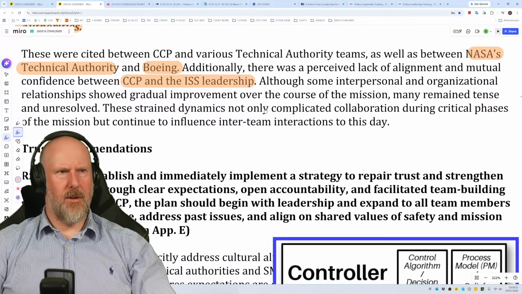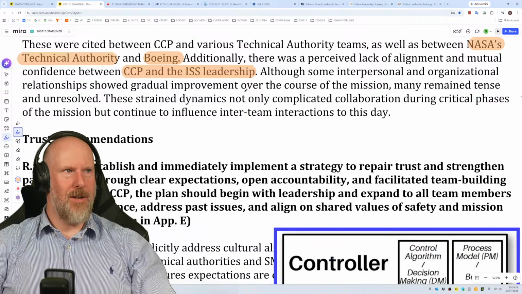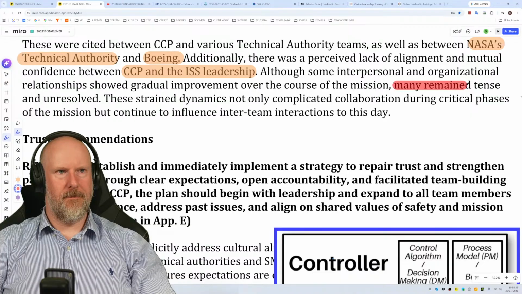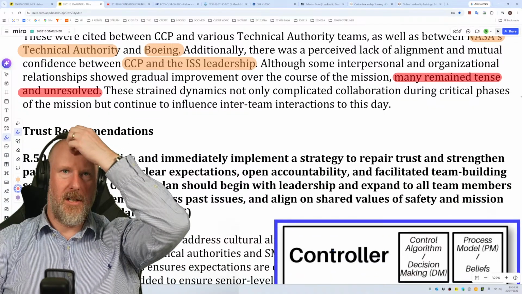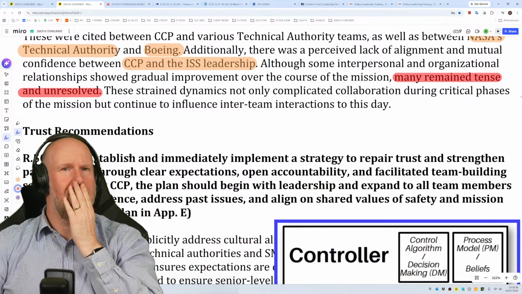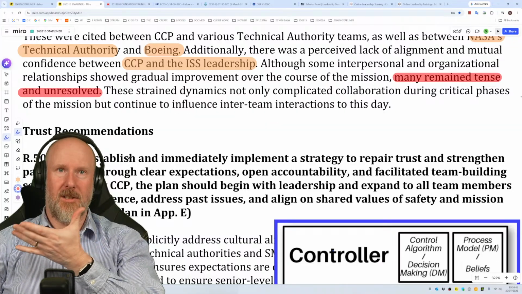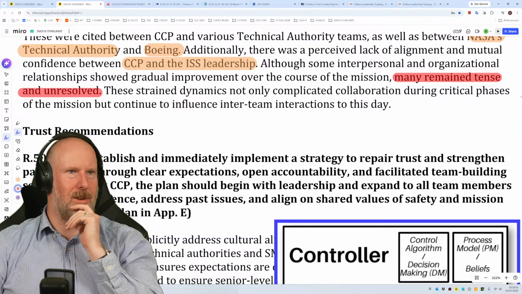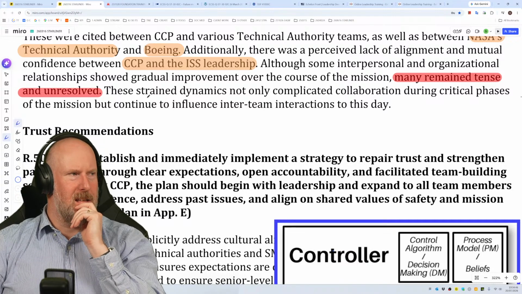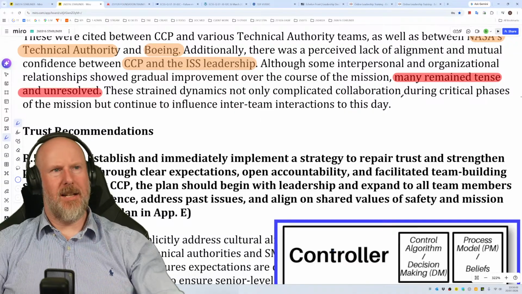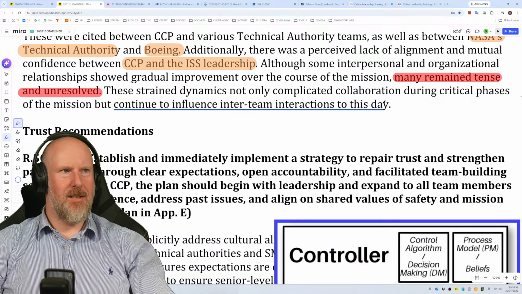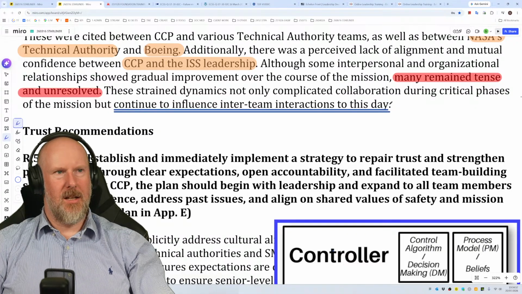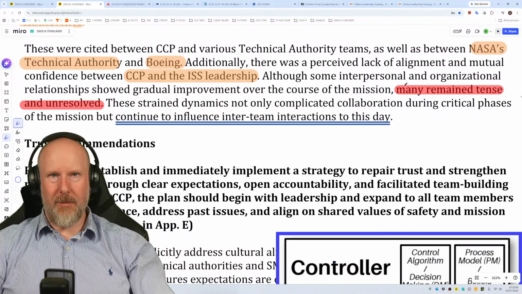Although some interpersonal and organizational relationships showed gradual improvement over the course of the mission, many remained tense and unresolved. I mean, the amount of stress these people must have been under is just ridiculous, I imagine. And then, of course, those that are actually at the sharp end, I can't imagine what the stress must have been like for them. These strained dynamics not only complicated collaboration during critical phases of the mission, but continue to influence inter-team interactions to this day. So yeah, I mean, that cannot be allowed to continue.